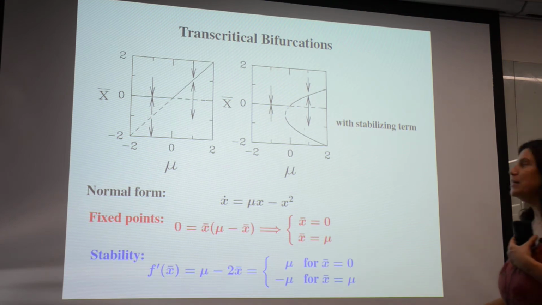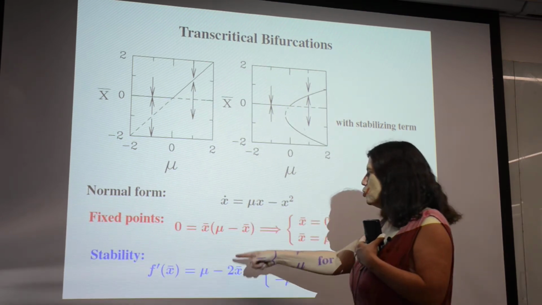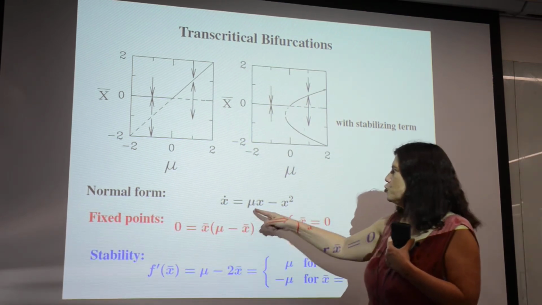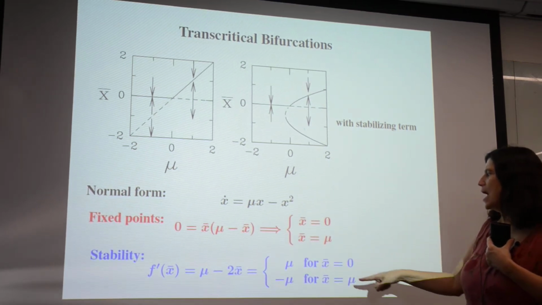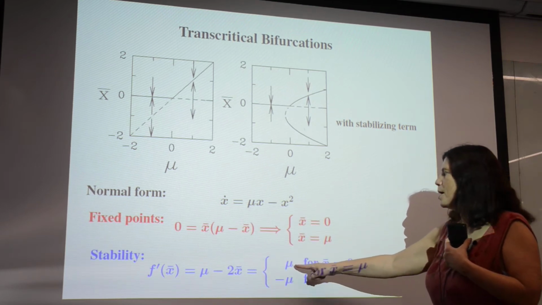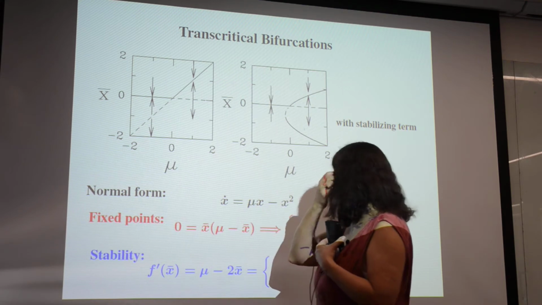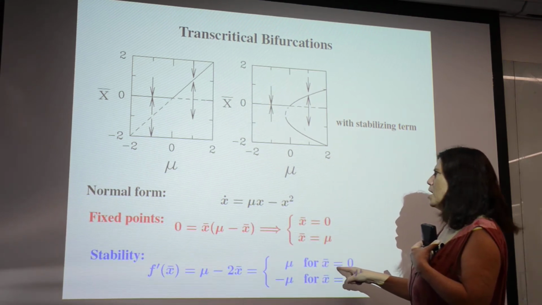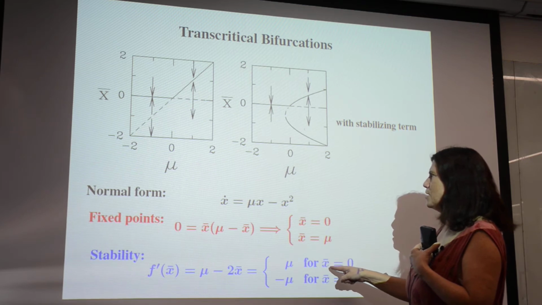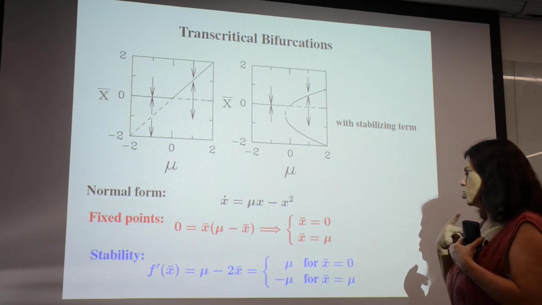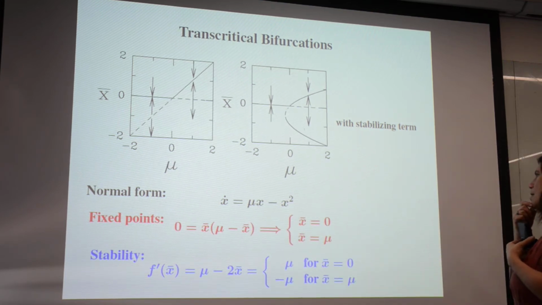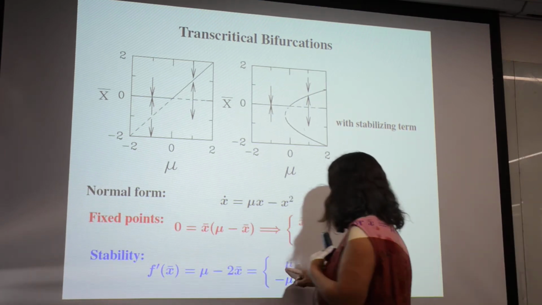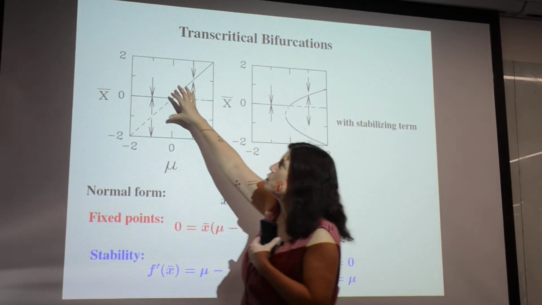But there is a change in stability, as you can see over here. And if we look at the f prime of x bar, the derivative of this function is mu minus 2x. For x equals 0, this is going to be mu. Do I have this wrong? Just a second. No, that's right. It's going to be negative for mu negative, meaning it's going to be stable.